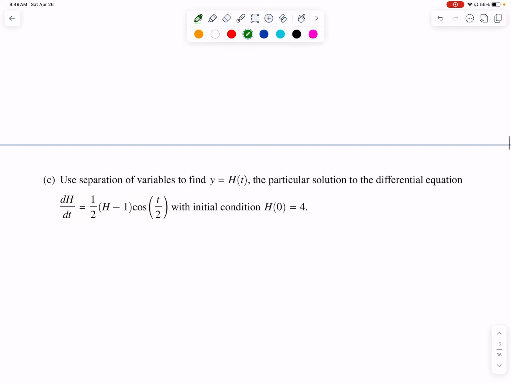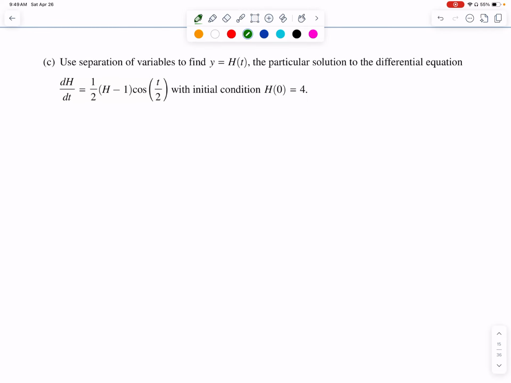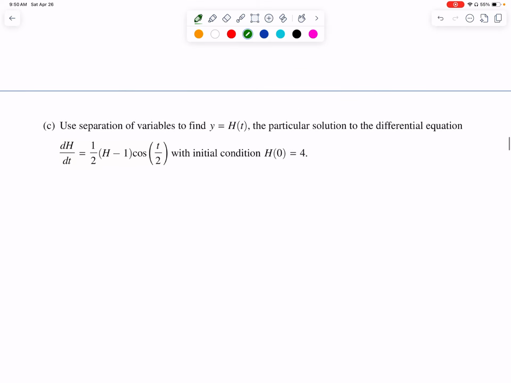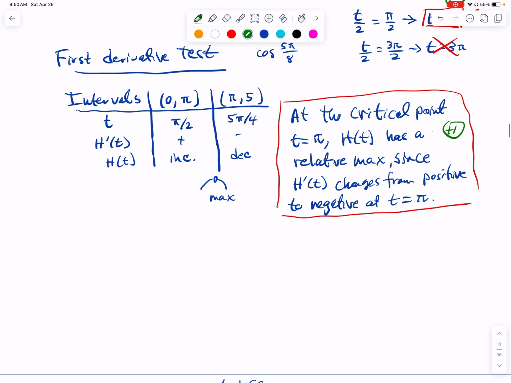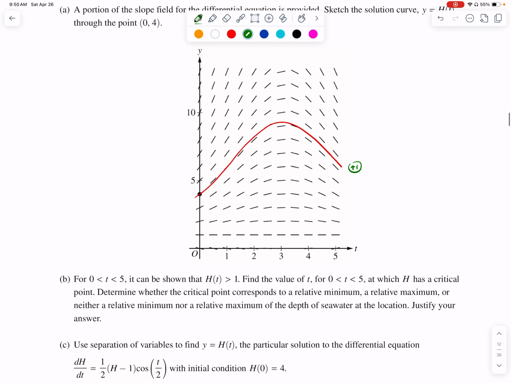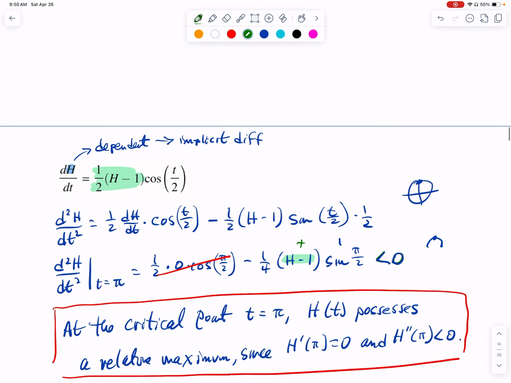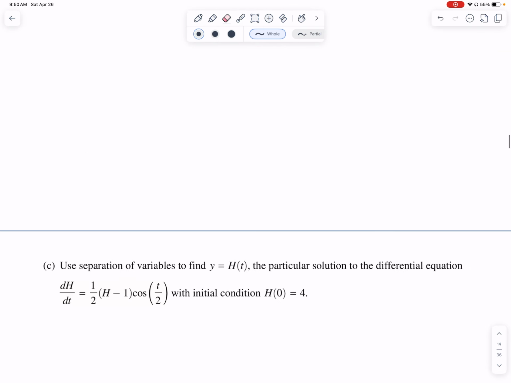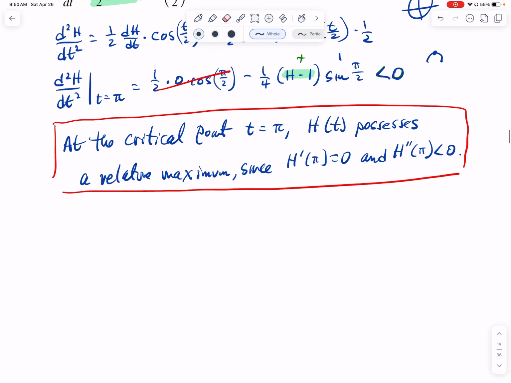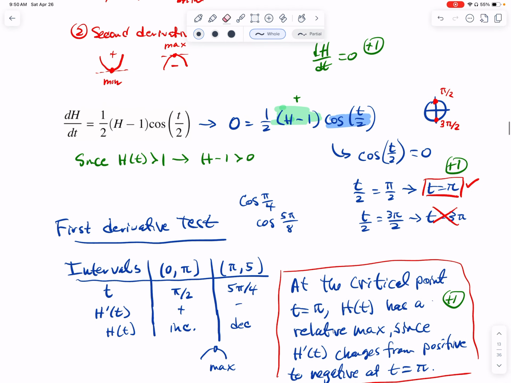Okay, and then the final part. Separation of variables to find y is equal to h of t, the particular solution to the differential equation, with the initial condition h of 0 is equal to 4. Usually this is quite a few points, like 4, sometimes 5 points. Let's see how much we have to spend if we had all of this correct. That was 1, and I said that this one is probably 3. So maybe 5 points on this, unless I miscounted someplace. Did I say 3? So 1, 2, 3. Yeah.